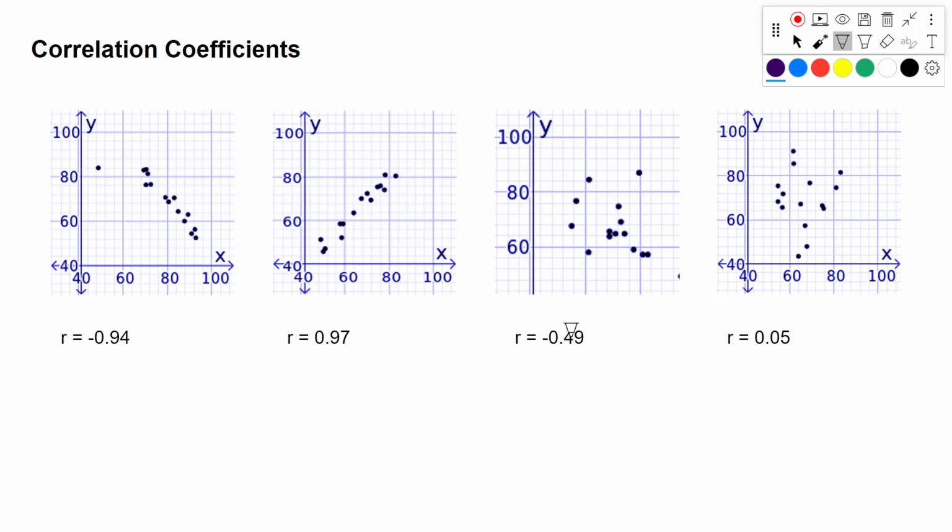So if we look at this first graph, you'll notice that the data is decreasing as you look at the graph from left to right. That's why the correlation coefficient is negative. You'll also see that these points are close together, almost linear. That means that there's a strong correlation. So our correlation coefficient is negative 0.94. When you see this value for a correlation coefficient or a graph like this, we can describe this as having a strong negative correlation.